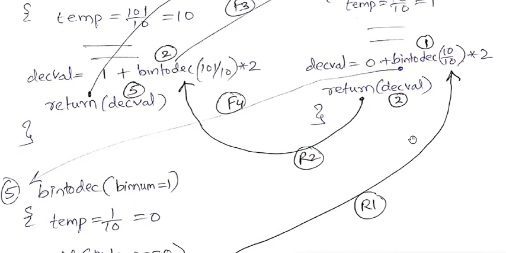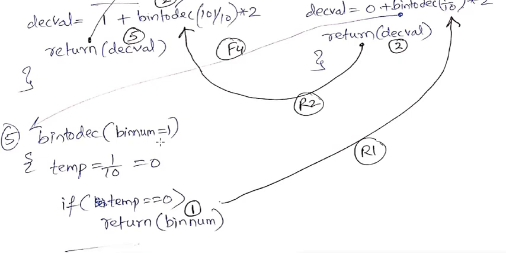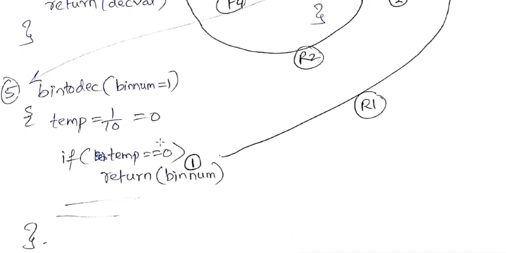Again the binary to decimal function is getting called with a value of 1. Where do we see that? You can see here the function called F4. This function is getting called with the value of binary number as 1. So in this particular function, what happens now? Temp is equal to binary number divided by 10, that is 1 divided by 10, which is 0. Now the condition, if temp is equal to 0, becomes true.